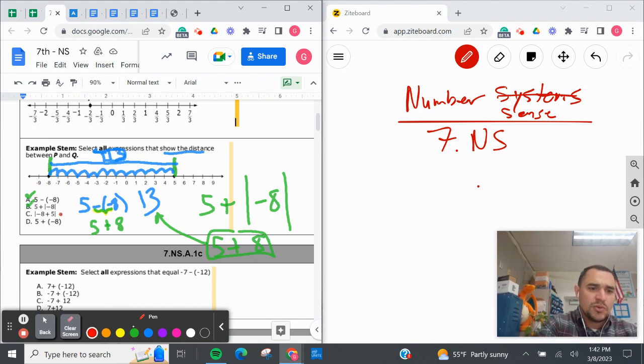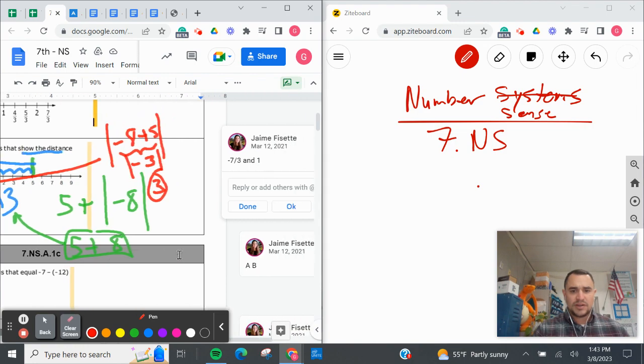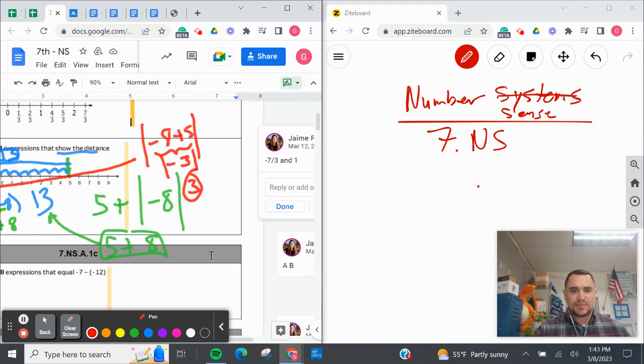Here's where it gets tricky. We have the absolute value of -8 plus 5. First you have to simplify this, which is going to be -3, and then the absolute value turns that into a +3. So that is not correct. And then this also is not 13 as well. So the answer is going to be A and B. And if you look over here, the answer right here is A and B.